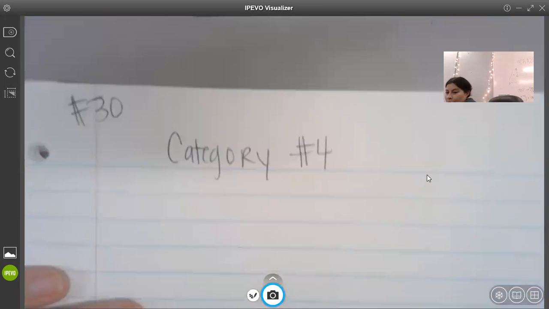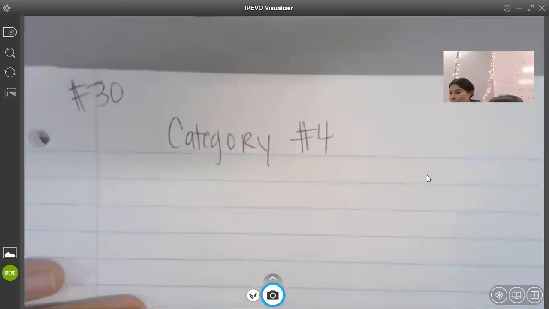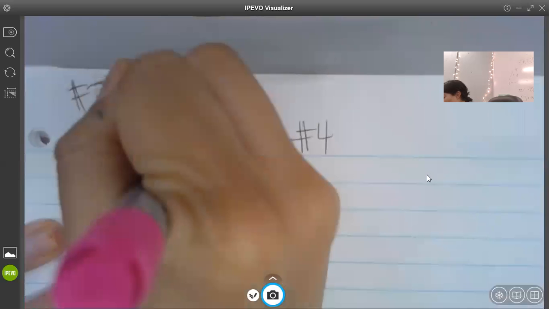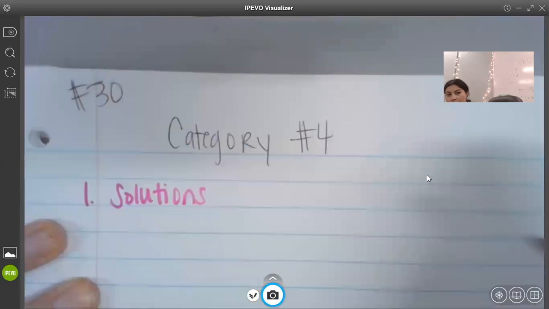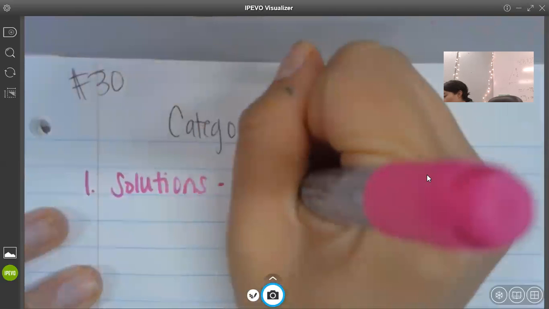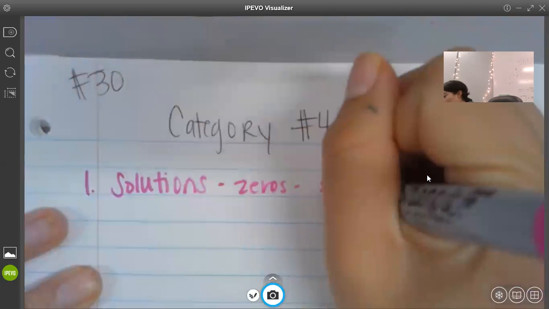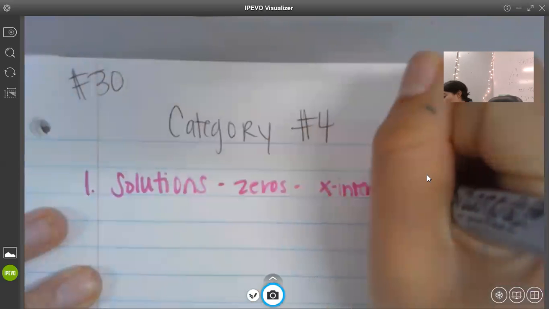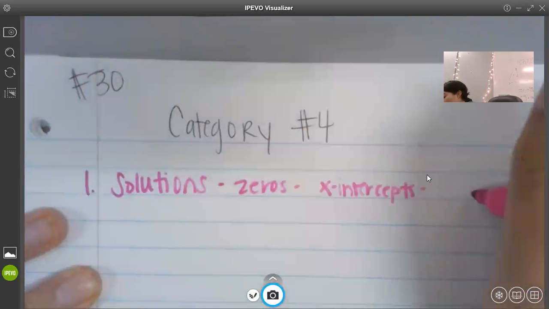And so we're going to talk about the different strategies. One of the strategies that I want to talk to you about is the solutions. You're going to have a few questions about the solutions, which are also known as the zeros, which are also known as the x-intercepts, also known as the roots.